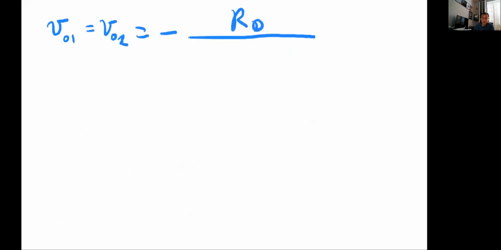So now that I have the current and a relationship to the output voltage, and I know that the output voltages are the same, I can write that output 1 is equal to output 2, and that is equal to minus RD times 1 over GM over here. And now I have a relationship of the output to the common mode input voltage.